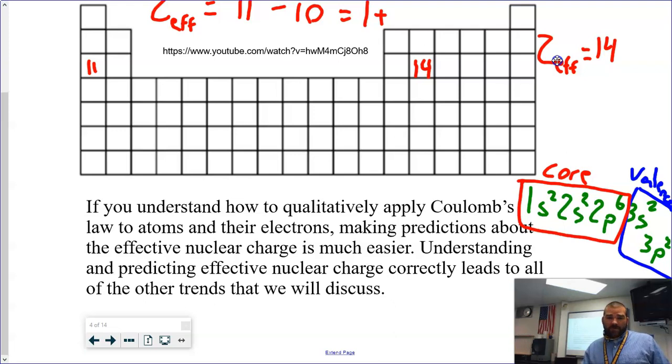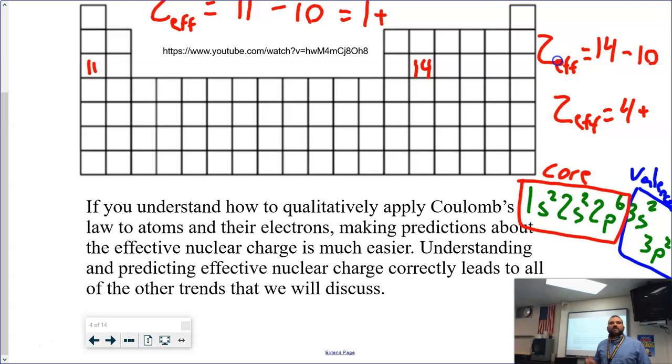In the same row, the elements have the same core electrons, okay? The core is really the electron configuration of the previous noble gas. What element has 10 electrons? Neon, okay? Neon is element 10. It's the previous noble gas. We have 10 electrons in the core for all of these third row elements, okay? So let's finish our math. We have 14 protons for silicon, we have 10 core, and our effective nuclear charge for silicon is 4 plus.